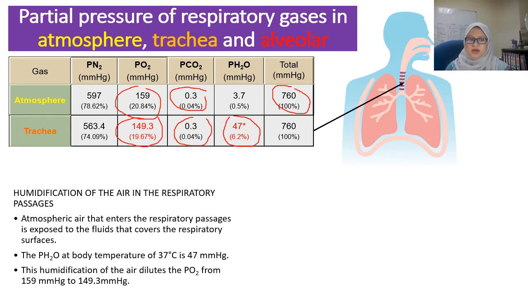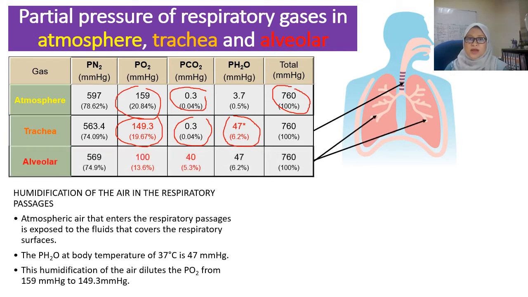And further, when the air reaches the alveoli, the partial pressure again changes. The partial pressure of oxygen is further reduced to 100 mm Hg. The partial pressure of carbon dioxide increases to 40 mm Hg, and the total pressure remains the same at 760 mm Hg.